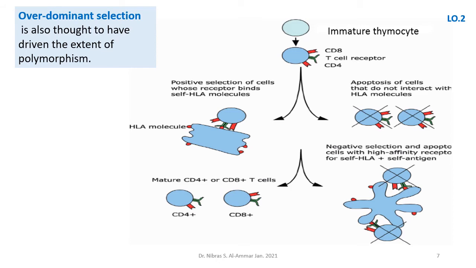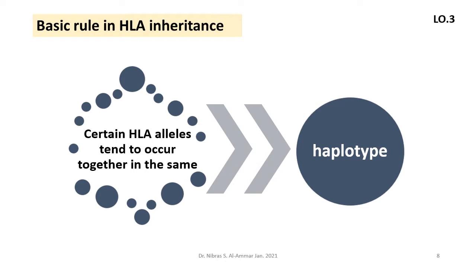Let us discuss something very important about the basic rule of HLA inheritance. So first of all, it's a very important point that certain HLA alleles tend to occur together in the same haplotype.